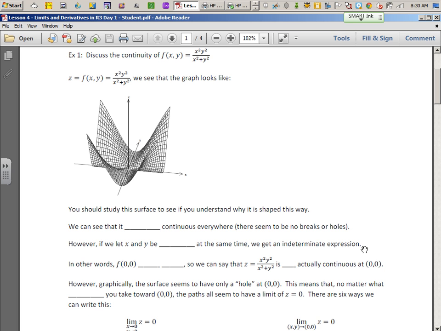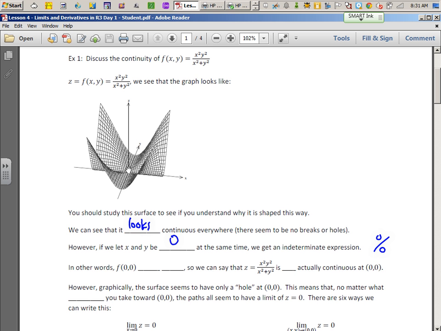Right? Okay, so you can see that it looks continuous everywhere. At first glance, you're like, oh yeah, nice sheet right there. If I was walking along that thing, it might be steep, but I won't fall through any holes. So it certainly looks continuous everywhere. However, if we let x and y both be 0 at the same time, we get 0 over 0, which is one of our indeterminate expressions. From your experience, you should probably suspect a hole at the origin. In other words, we think this origin point is probably a hole after all.